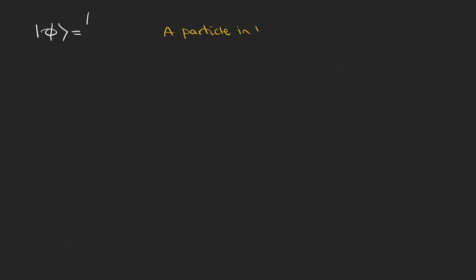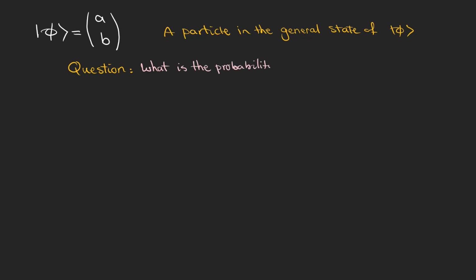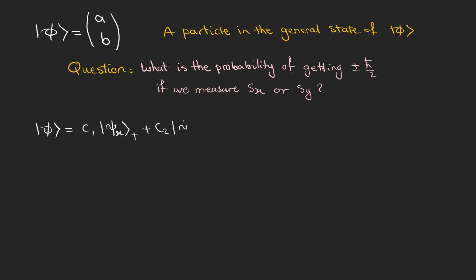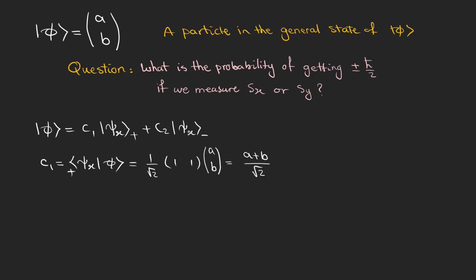Now suppose that this is a spin half particle in the general state of phi. We want to find the probability of getting plus or minus h bar half if we measure the x or y component of the spin. First, we expand the state phi based on the eigenstates of the x component. The next step is to find C1, which can be calculated by multiplying phi with the positive eigenstate bra.